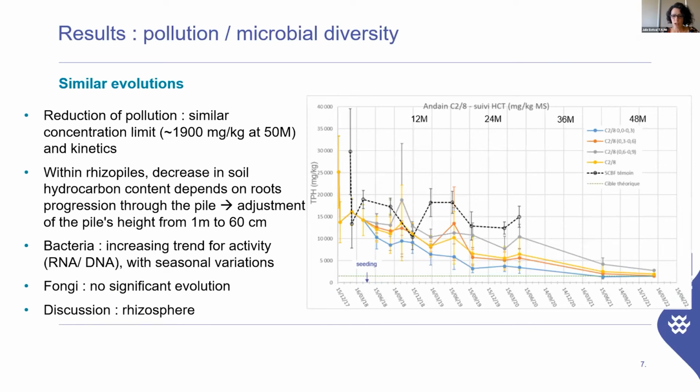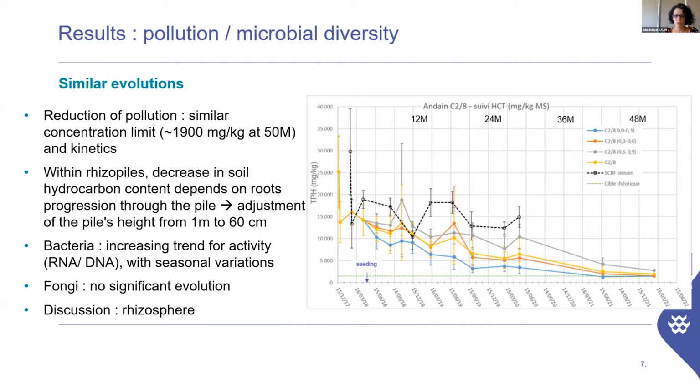So in the end, after several months and even years of treatment, we could see a similar reduction of pollution in the biopiles and in the phytopiles. So no real difference on the limit concentration of the contaminants, and also about the kinetics, even if at first the biopiles were more effective than the phytopiles. But in the end, after several years, you can see no significant difference.